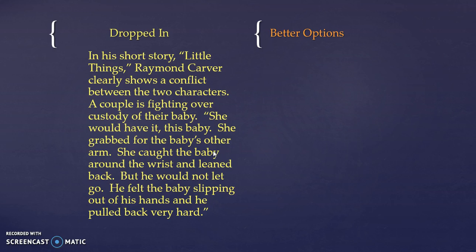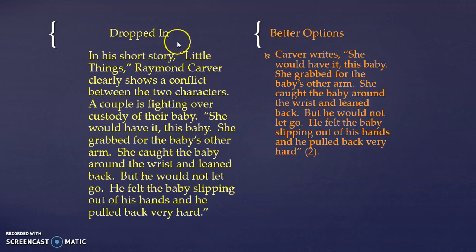You want to integrate the quotation a little more smoothly. So look at some alternatives. Imagine the student kept these first two sentences, and then right in here just put this signal phrase: Carver writes, or according to Carver, or according to the narrator, or the narrator describes. Any sort of really brief phrase just to integrate the quotation with your own words a little more clearly is better. And note also that the original dropped-in quote doesn't have a citation. It doesn't say what page it's from.